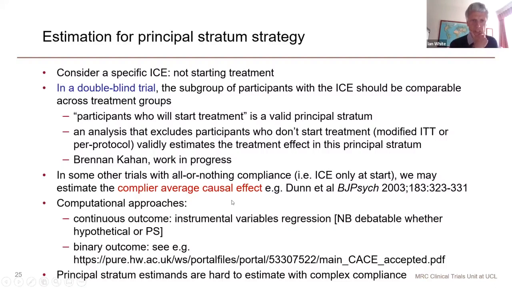In some other trials where you have all or nothing compliance, and I think it's crucial that this technique is best suited to all or nothing compliance. Think, for example, a surgical trial where you either get the surgery or you don't. We can estimate something called the complier average causal effect. And there's a reference to a nice applied description of how to do that by Graham Dunn there. And computational approaches, well, yeah, they're there. It's not the most straightforward, but there are things there.